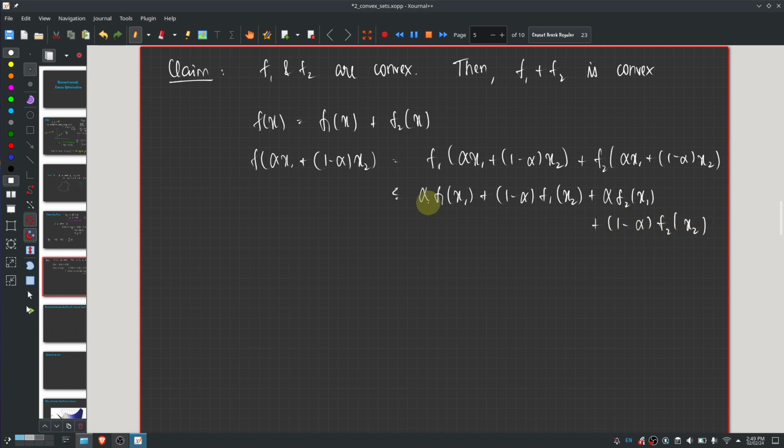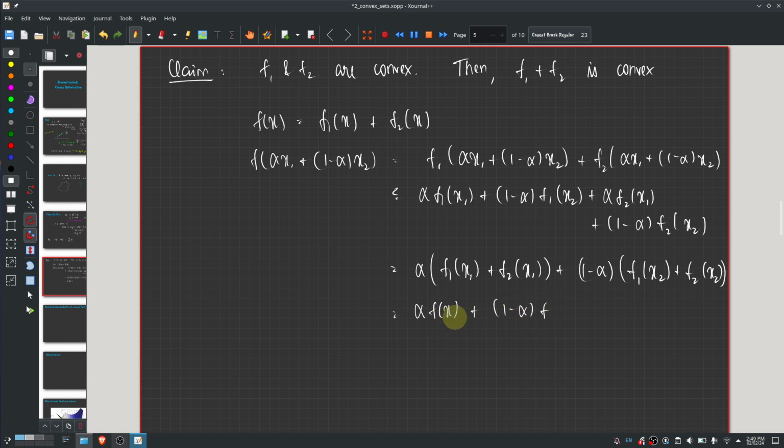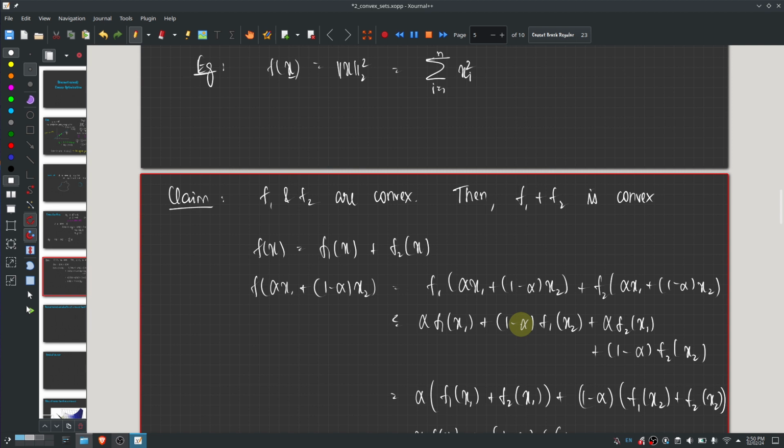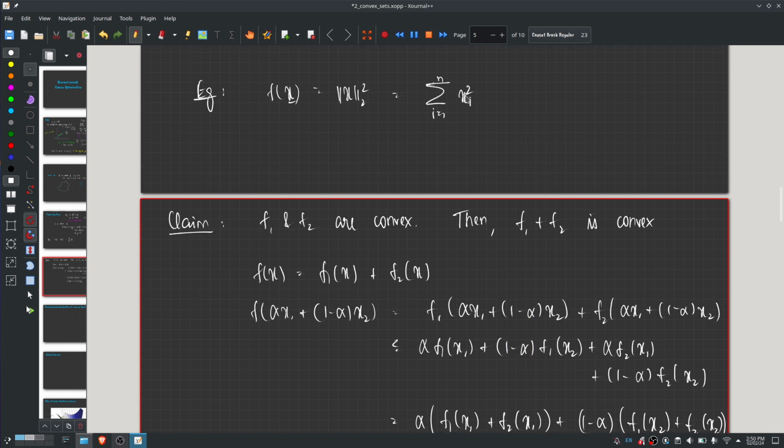f2 of x2. Now again, I can combine the terms that have alpha and the terms that have 1 minus alpha. This is just alpha times f1 of x1 plus f2 of x1, plus 1 minus alpha times f1 of x2 plus f2 of x2. Right, this is just alpha f of x1 plus 1 minus alpha f of x2. So using this property, we see that the summation i equal to 1 to n of xi square is convex.